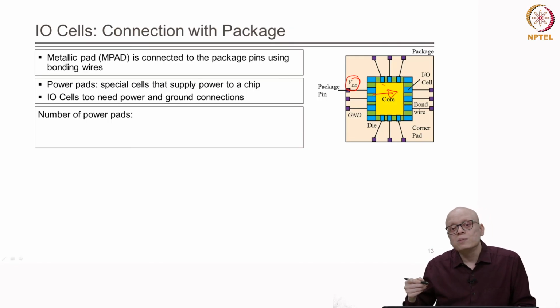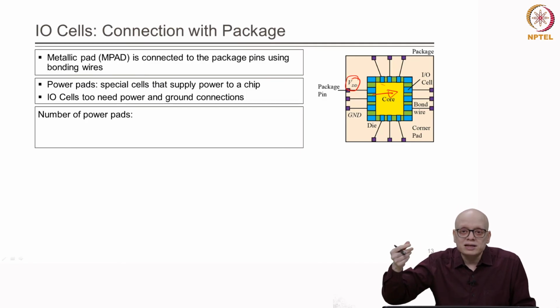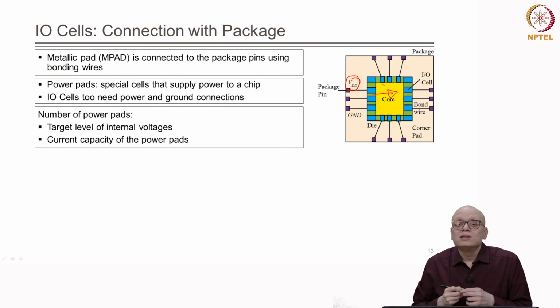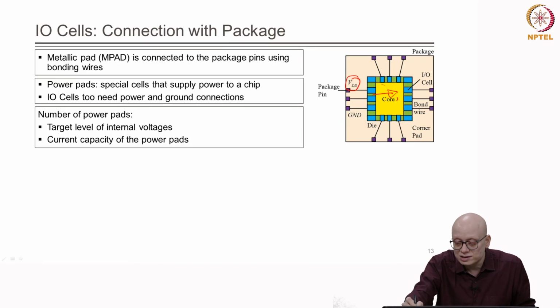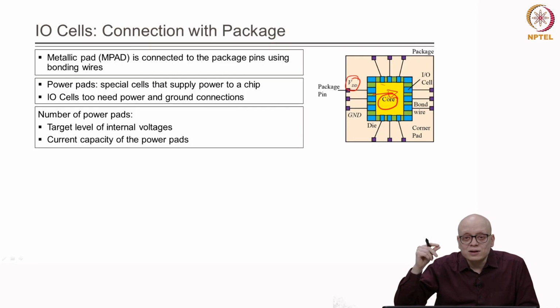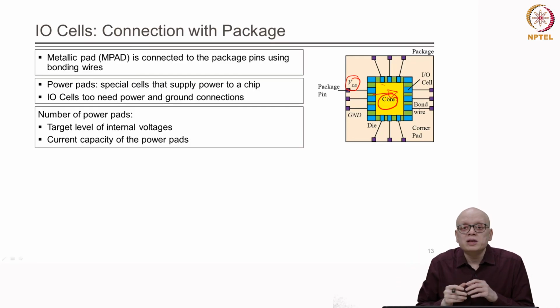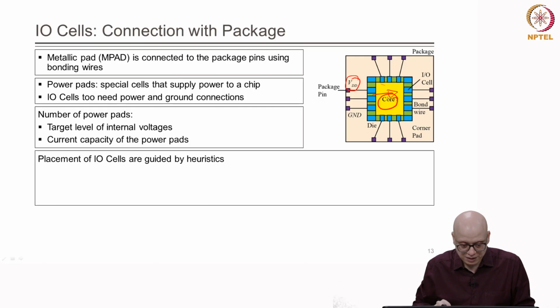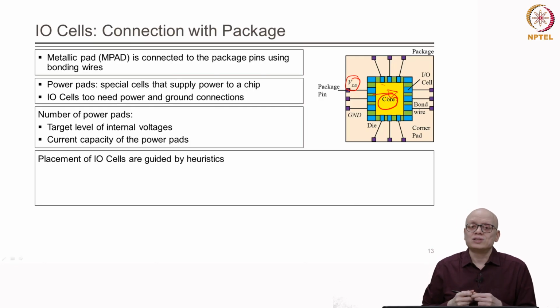For example, if the current drawn by our chip is large, then we will probably need more power pads in our circuit. It also depends on the target voltage levels, that is, how much we allow the voltage level to fluctuate in the core for the core logic gates. If the margin of fluctuation is smaller, then we will probably need more power pads supplying power to our core cells. Now, how do we place these IO cells?